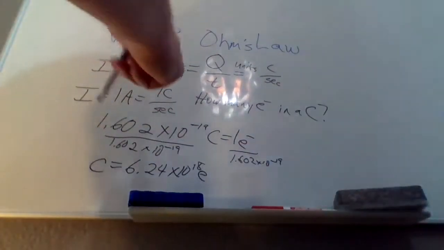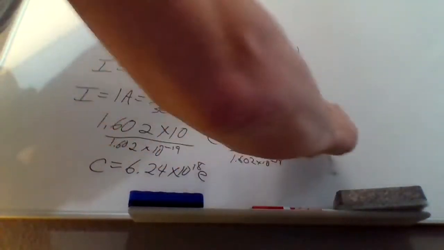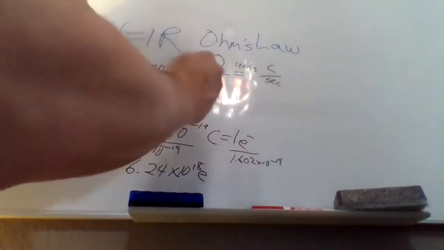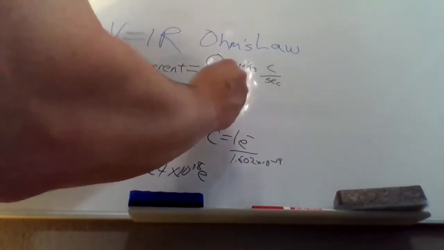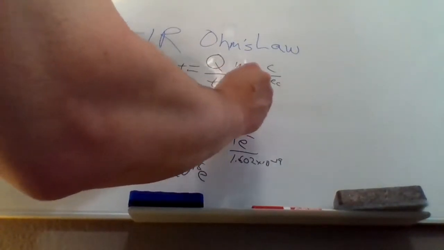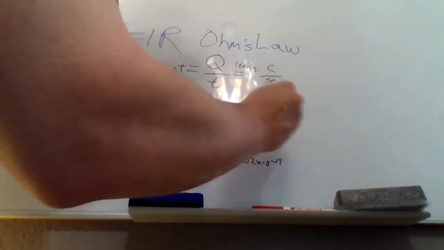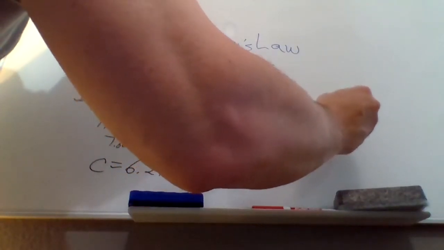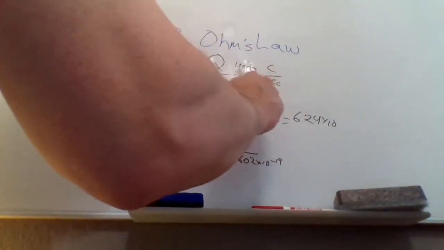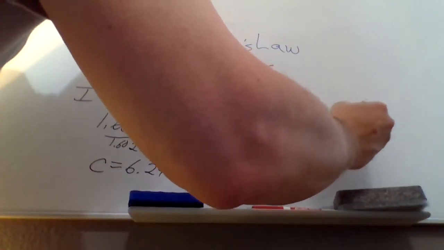Okay? So if I go back here to this question that I had before, that's equal to 1 coulomb per second times 6.24 times 10 to the 18 electrons per coulomb, and that's 6.24 times 10 to the 18 electrons per second.